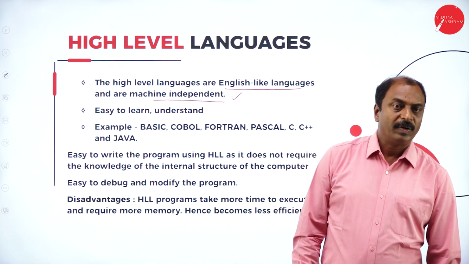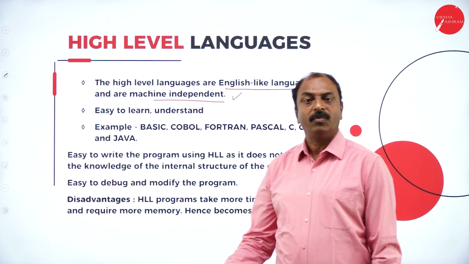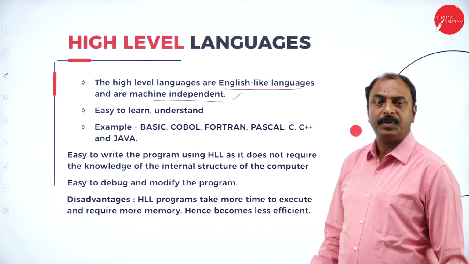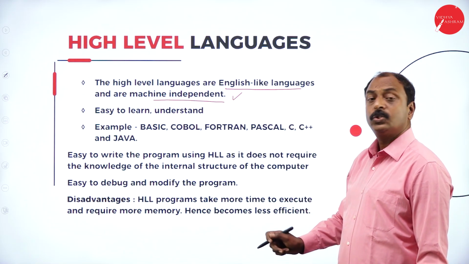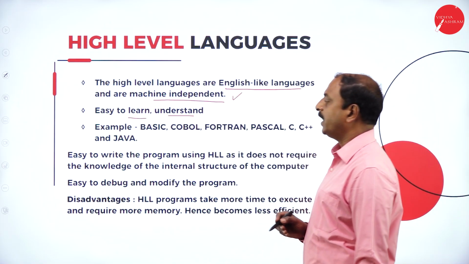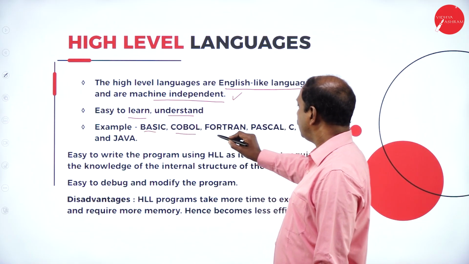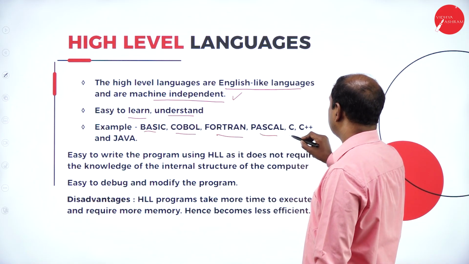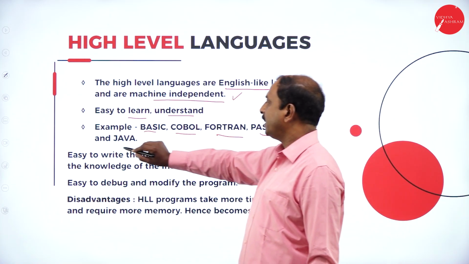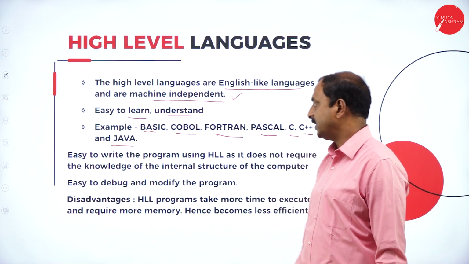So all alphabets, everything we are using in the English language, similar alphabets and characters can be used in a high level language. Because of that, it is easy to learn and understand. Examples of high level languages are BASIC, COBOL, Fortran, Pascal, C, C++, and Java. These are all examples of high level languages.